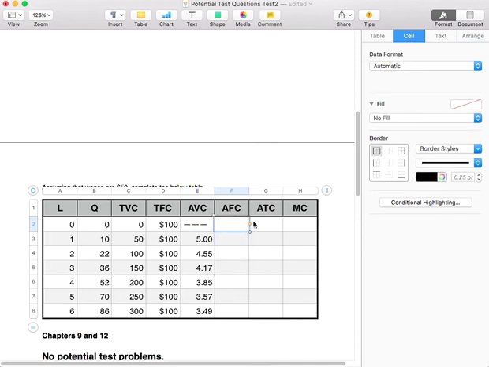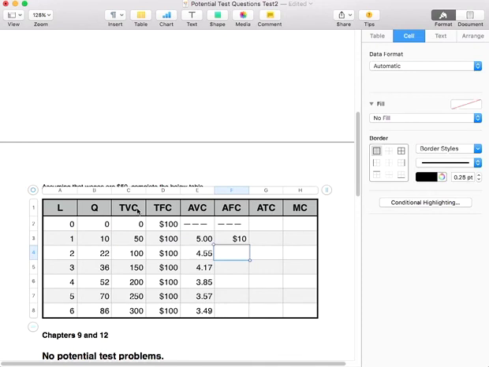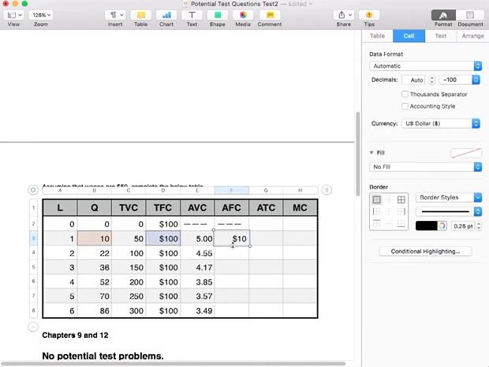Average fixed cost is just going to be total fixed cost divided by Q. So we're going to have 100 divided by 0, which is not defined. So that contains no information. So this is going to be equal to fixed cost divided by quantity. So we have 100 divided by 10, which gives us 10. 100 divided by 22, which gives us 4.54.